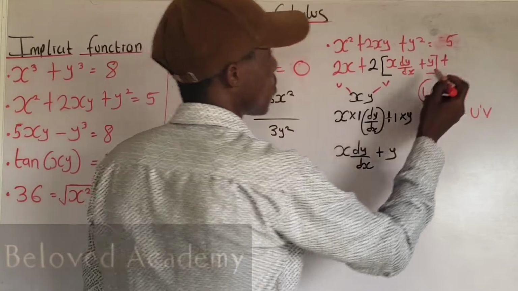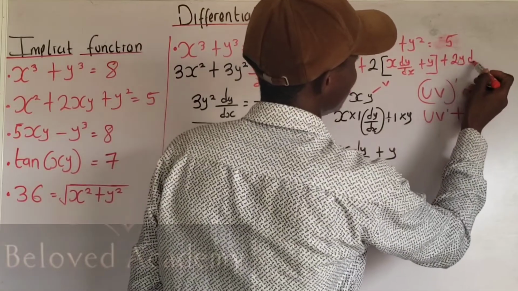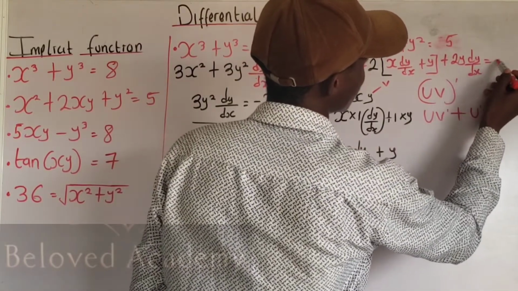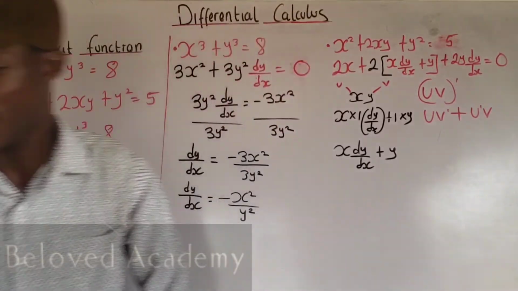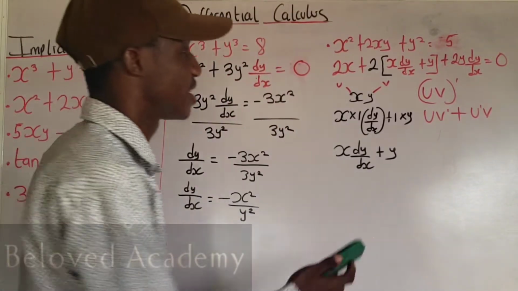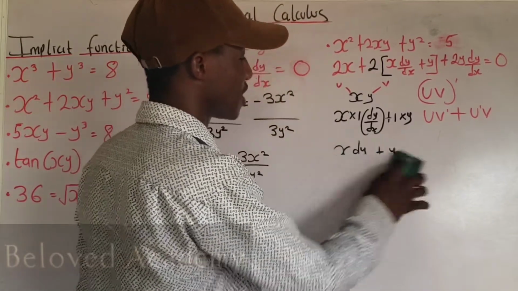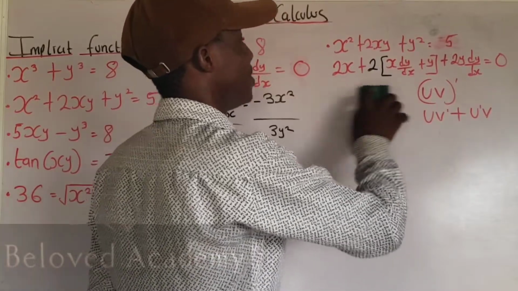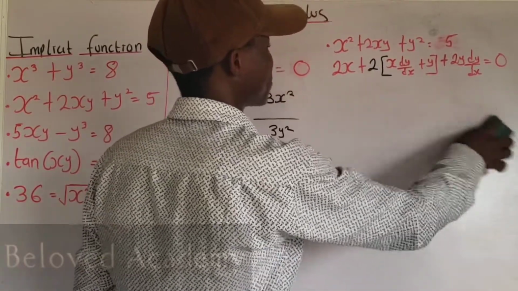So I'm going to have 2y dy/dx equals 0, because if you differentiate a constant, you're going to have 0. Okay, so I'm very sure you understood what I did here. If you didn't understand, kindly rewind the video and listen to the explanation again.